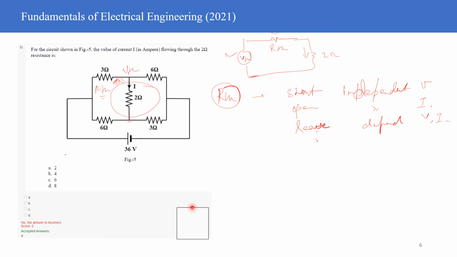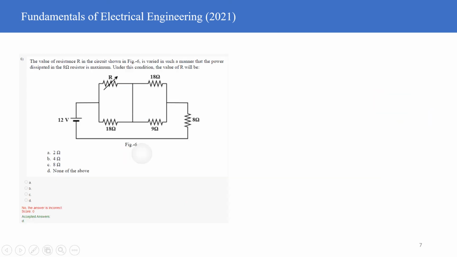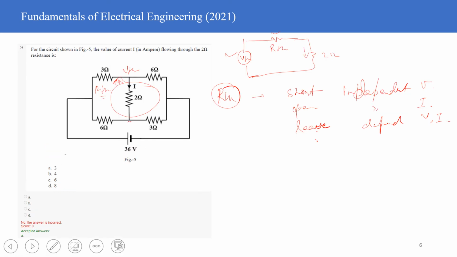So it's independent because its value is not depending upon anything, right? It's 36 and it's a fixed quantity. So it's an independent voltage source. So what you need to do is short it, right, when you are figuring the RTH value. So let me short it, and then the equivalent circuit will become something like this.